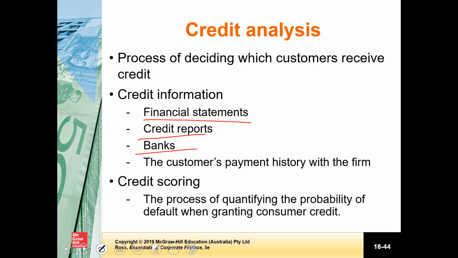Then the banks will generally provide some assistance to their business customers in acquiring information on the creditworthiness of other firms. And the customer's payment history with the firm. The most obvious way to obtain information about the likelihood that a customer may not pay is to examine whether they have settled past obligations and how quickly they have met these obligations.